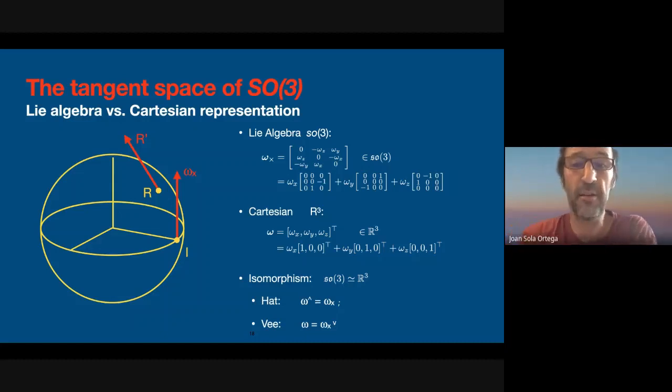Okay, again, we have a trivial linear transformation from one representation to the other. So the hat, omega hat, is equal to omega cross, and omega is omega cross V. So these are the two linear transformations from one tangent space to the other, from one representation of the tangent space to the other representation. That is one tangent space, two representations.